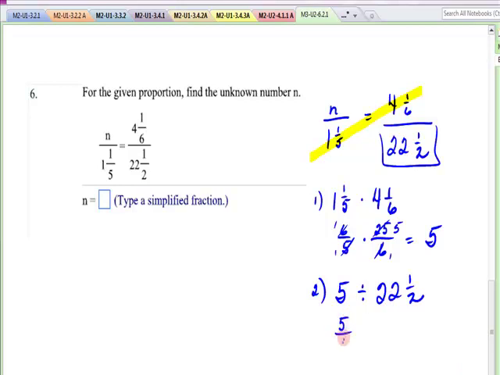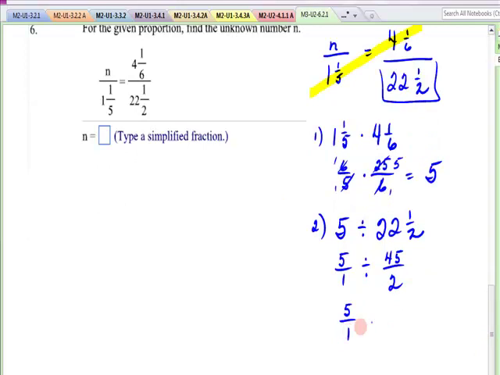So that's 5/1 divided by 2 times 22 is 44, plus 1 is 45/2. So it's 5/1 times 2/45. 5 goes in there once, 5 goes in there 9 times. Multiply 1 times 2 for 2, multiply 1 times 9 for 9. Simplified fraction, yes, I have 2/9. So I get to review a little bit about multiplying and dividing fractions and mixed numbers.